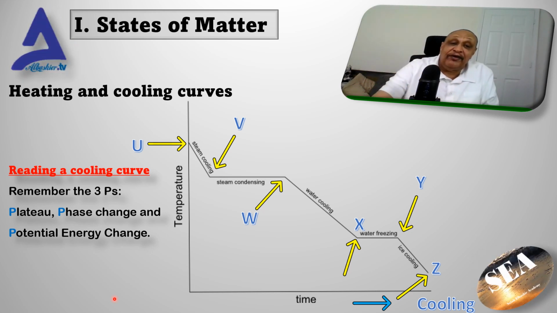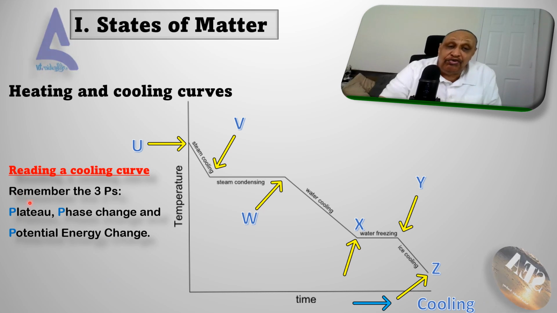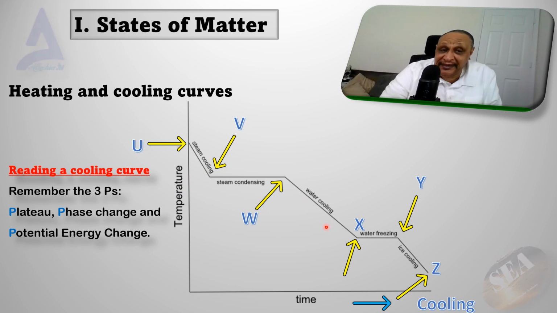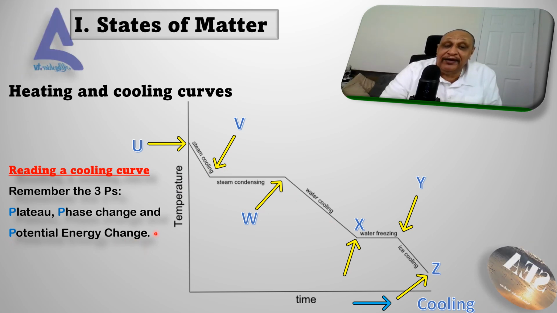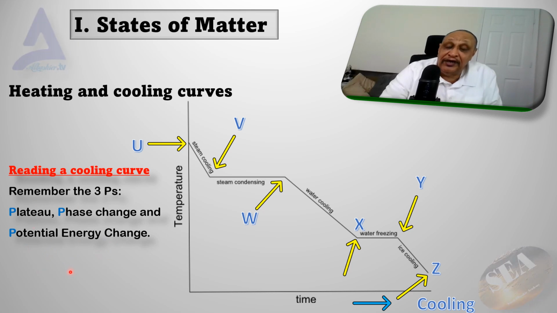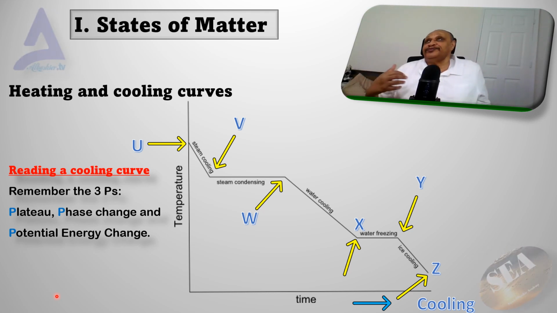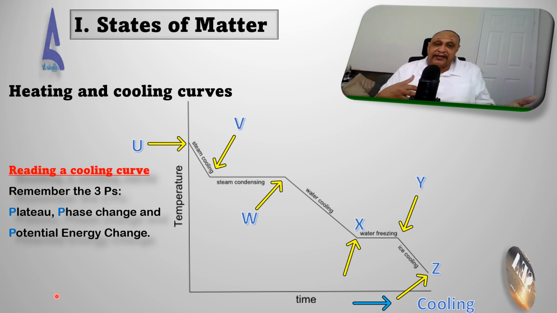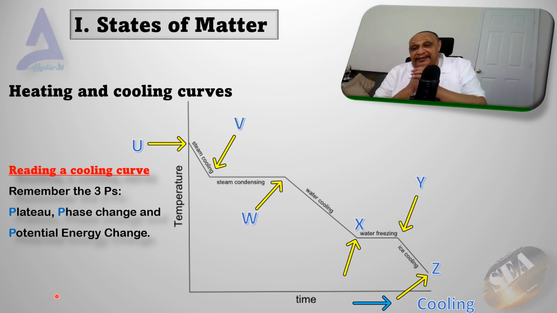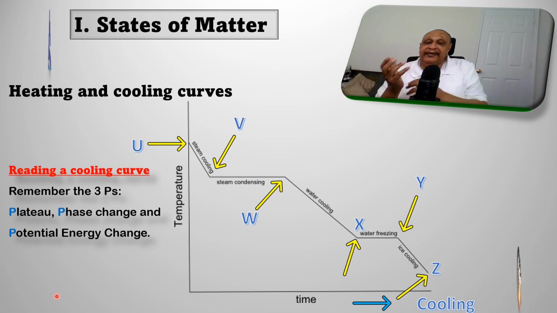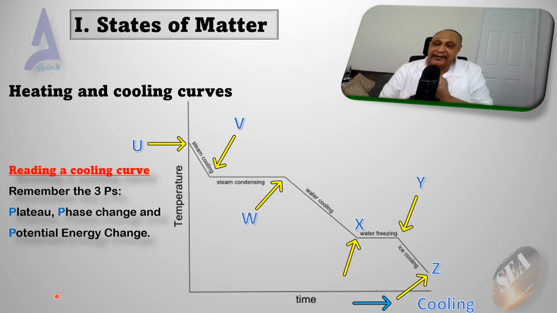Okay, but here I would like you to remember the rule of 3 P's. So we have plateau, then we have phase change where it changes into a different state, and then potential energy, and we are going to study the potential energy when we come to the kinetic energy and see how we can interpret the cooling curve and the heating curve based on the kinetic particle theory.